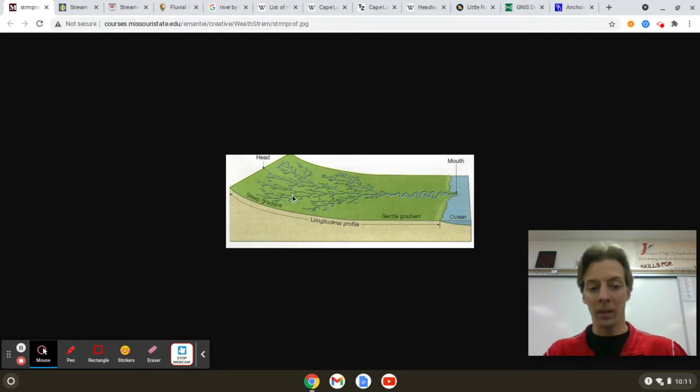This is showing lots of tributaries, probably too many to be realistic, unless you're talking about little creeks or drainage ditches. So the head is the beginning, the mouth is the ending. Not the ending, but it's where it discharges, where it reaches its base level. So the base level is the lowest point to which a stream can erode its channel. Maybe it's ultimate, maybe it's temporary. We'll get to that in a second. It's the ocean. Eventually, everything flows to the ocean.